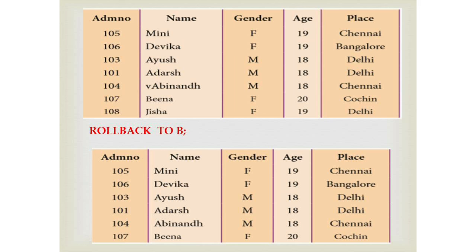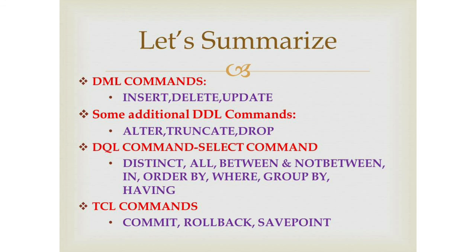That will be restored. So the output will be records from 105 to 107 displayed in your table. Your output will have the same columns: admission number, name, gender, age, place, with records from 105 to 107. So the last action, that is savepoint B, Jisha's detail, will get eliminated. Okay, let's summarize this lesson.